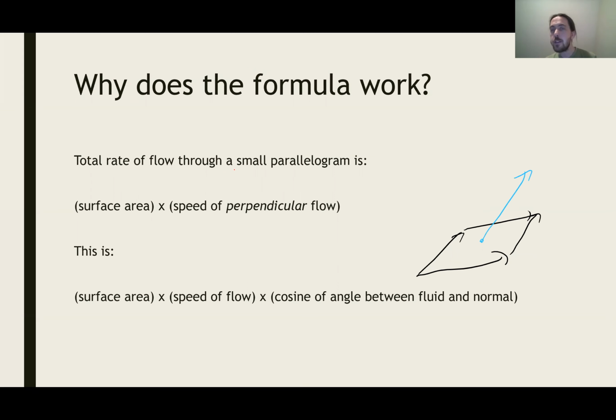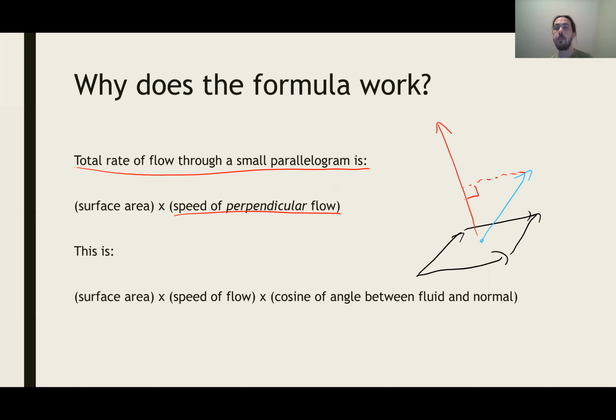So the reason this formula works is the following. We do it by approximations because we're doing it with an integral. So the thing we need to know is, how do we calculate the total rate of flow of a fluid through a little parallelogram? Well, the total rate of flow is proportional to the surface area times the speed of the flow that's in the perpendicular direction. And to get the speed of the perpendicular flow, we need to take the flow and break it down into a parallel component and a perpendicular component.